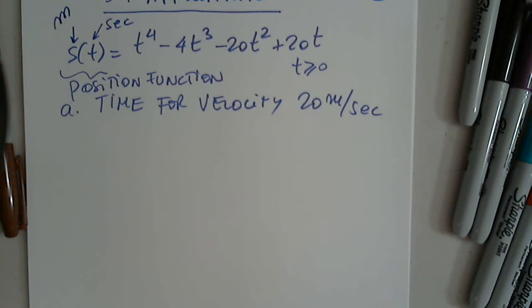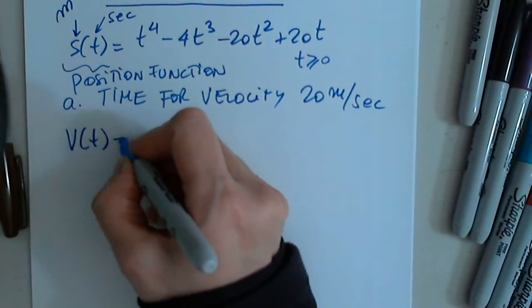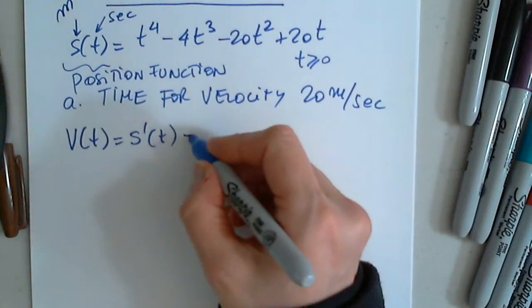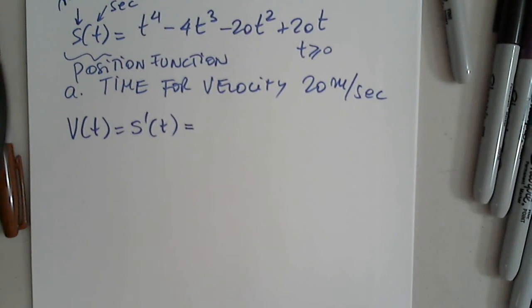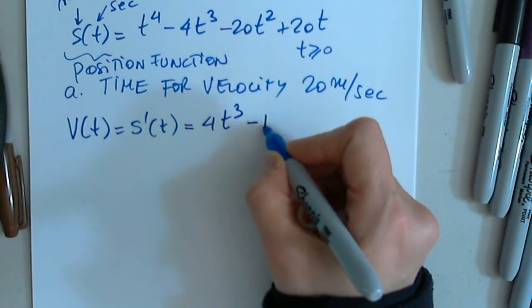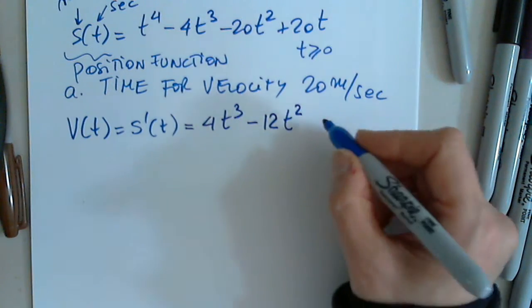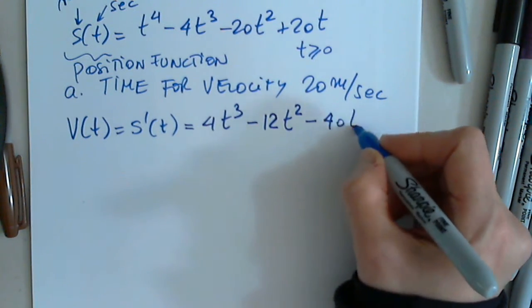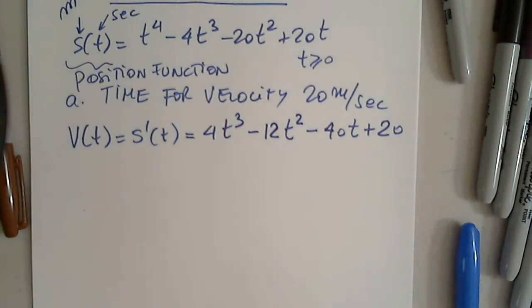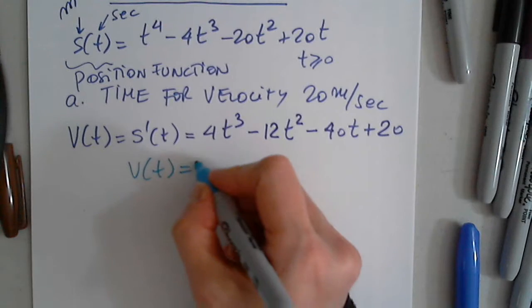We need to take the derivative of it. Very good, because the velocity v of t is definitely the first derivative of the distance function or position function. Can anyone help with that? It's going to be 4t to the third minus 12t to the second minus 40t plus 20. That's it. Okay, and now they're asking us to find the time when the velocity is 20 meters per second. What do we need to do? Set the equation equal to 20. Very good. So v of t equals 20.